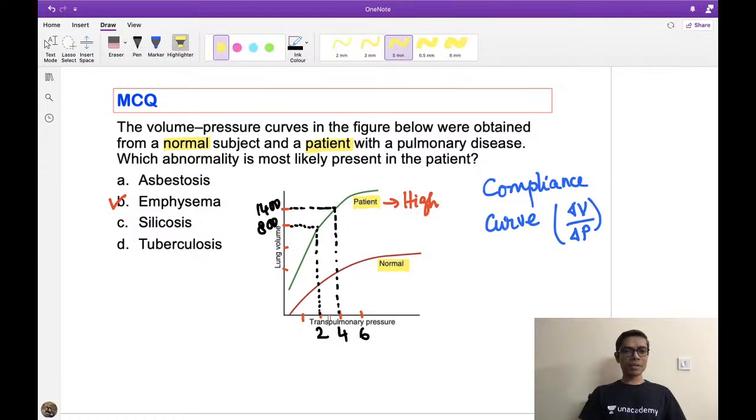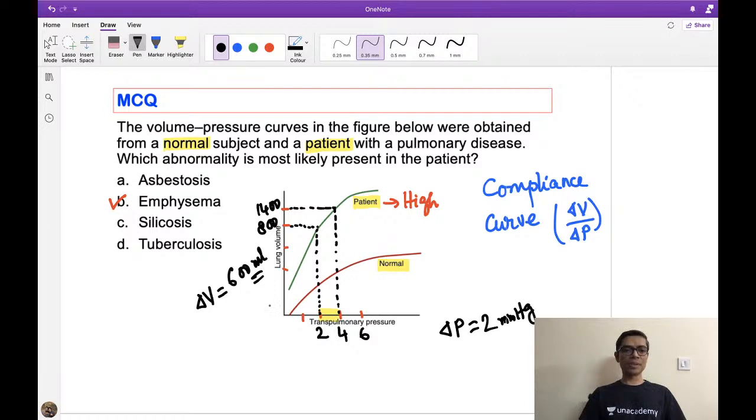Here the pressure change is from 2 to 4, so delta P is 2, in millimeters of mercury or centimeters of water. With this change in pressure, the volume changes from 800 to 1400, which means around 600 ml of volume change has occurred. This is my delta V. So if you change the pressure by 2 millimeters of mercury, there is a change of 600 ml of lung volume.